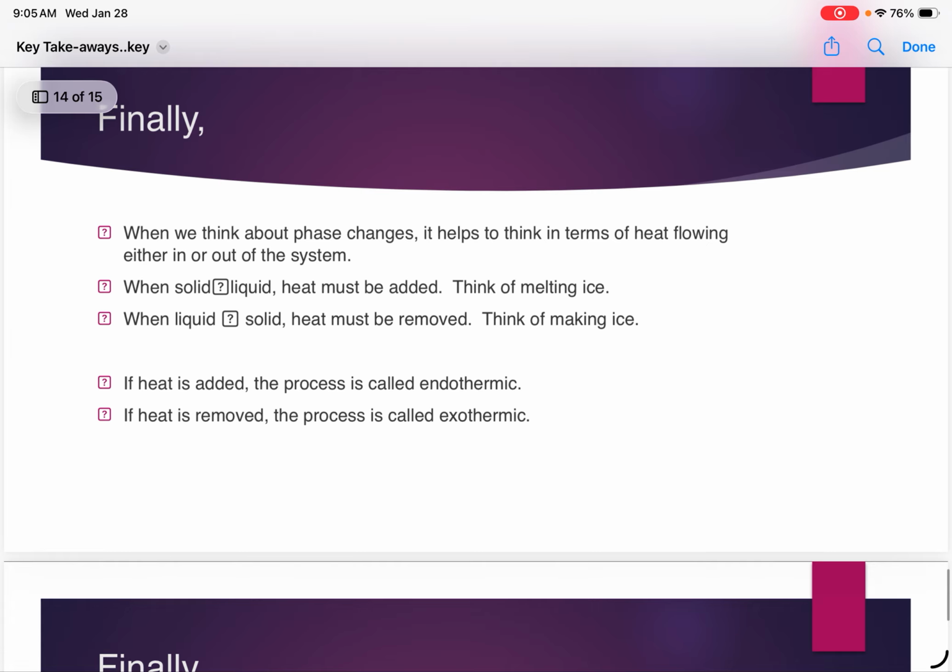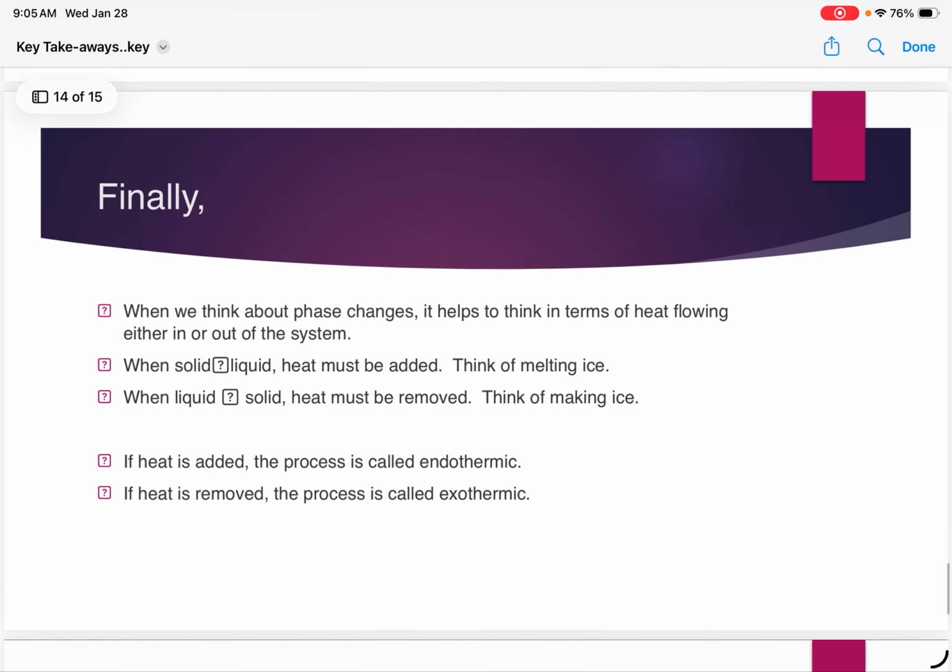And finally, when we think about phase changes, it helps to think in terms of heat flowing either into or out of the system. When a solid changes to a liquid, sorry, that question mark was an arrow before. When a solid changes to a liquid, heat must be added. Think of melting ice. Or when a liquid changes to a solid, heat must be removed. Think of making ice. If heat is added, it's called endothermic. If heat is removed, it's called exothermic.